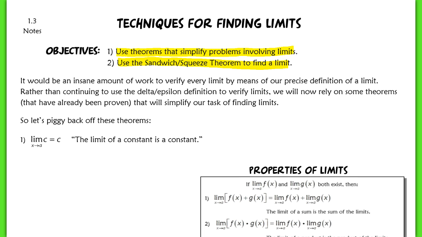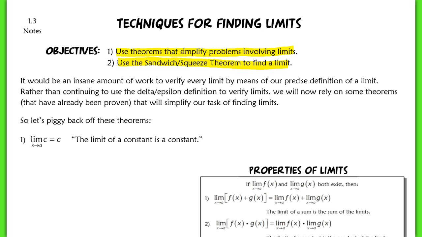So I've got some good news for you. This lesson is all about how we can exploit somebody else's hard work to make the process of finding limits pretty easy for us. It would be an insane amount of work, very excruciating, to have to verify every limit by means of our precise definition of a limit. So rather than continuing to use that delta epsilon definition to verify limits, we're now going to rely on some theorems that have already been proven that will simplify our task for finding limits.